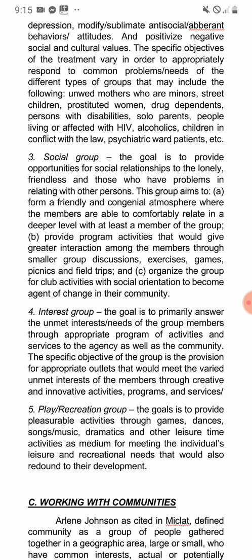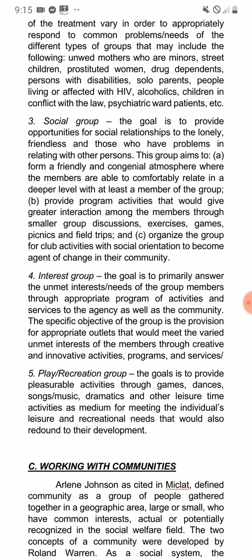Okay, so yan. So, play or recreation group, ang goal naman nito is to provide pleasurable activities through games, dances, songs, music. Possible ang mga tawag natin sa mga play or recreation group, yung mga grupo na mga mountaineers, grupo ng mga travelers. Okay? So, pwede sila social worker mag-create ng mga ganyang klase ng grupo. Lalo na kapag ang nakikita nating problema is interaction or social interaction with other people or being independent, ayan, being adventurous.